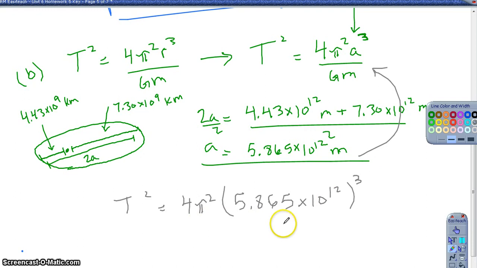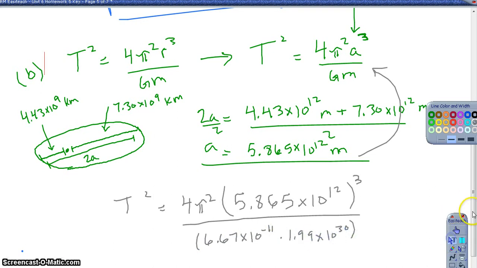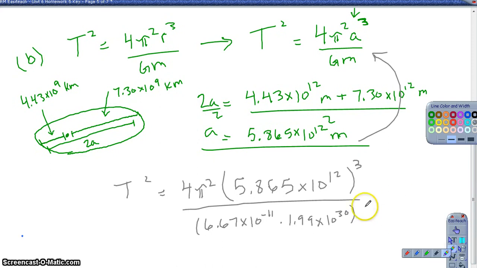But as we're plugging this in, just make sure we are very careful, right? We need to do this whole quantity all to the third power, and then that whole thing divided by both 6.67 times 10 to the negative 11th, and the mass of the sun, again, 1.99 times 10 to the 30th, right? So as we calculate this, that would be t squared, and then as I square root that, I end up getting a period of 7.75 times 10 to the 9th seconds.